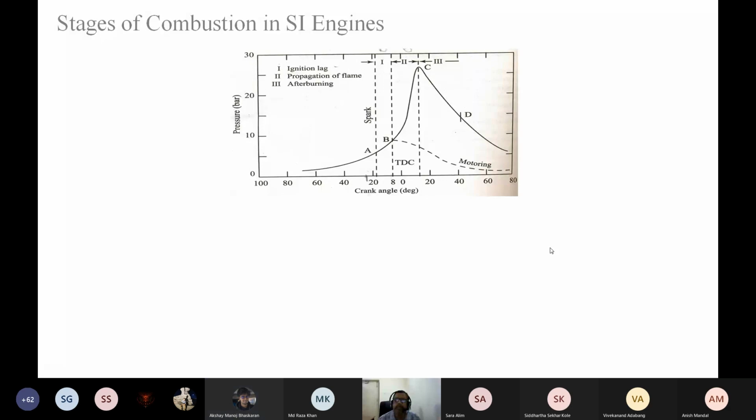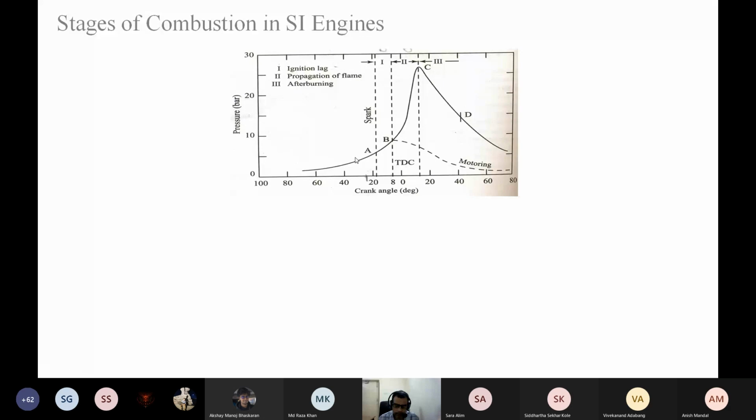Okay. That's fine. I got it. See, if I explain how this curve has been plotted, then the confusion will be cleared. Initially, you have to run the engine in the motoring condition. I hope it is clear in your mind what the motoring condition is. Or let me clarify it also.